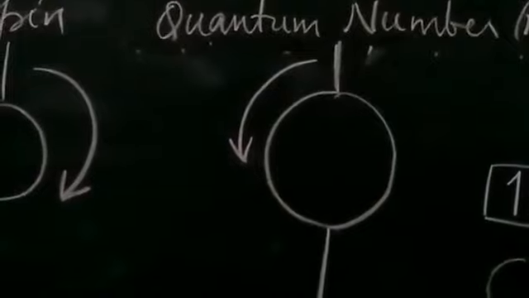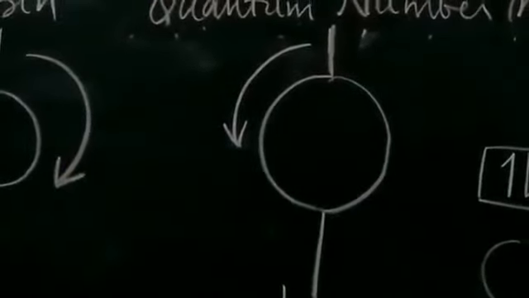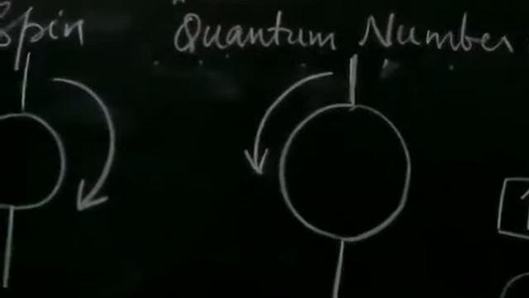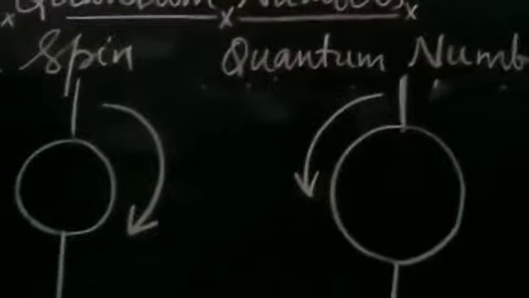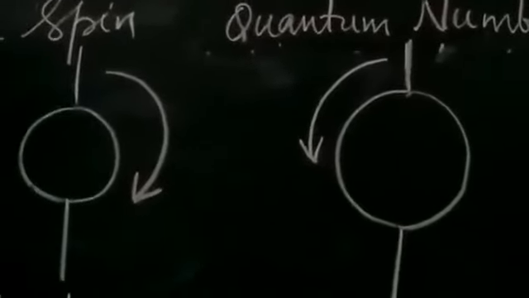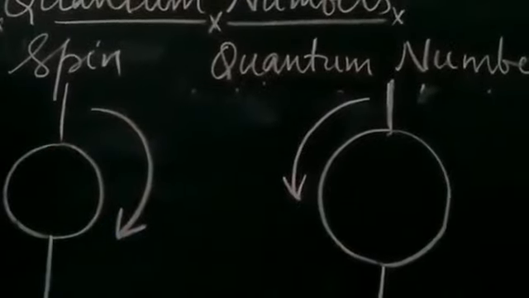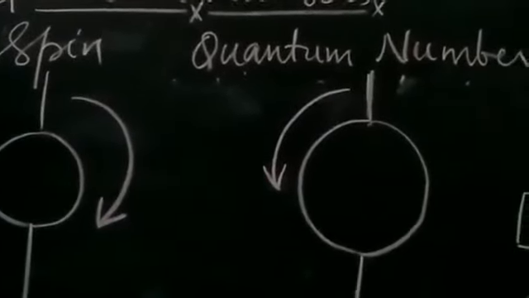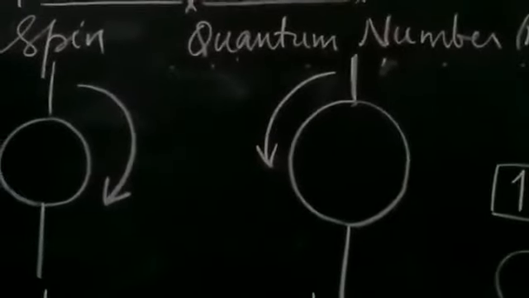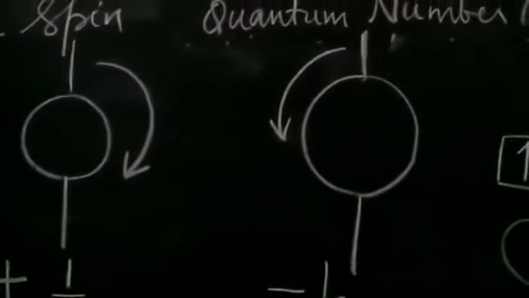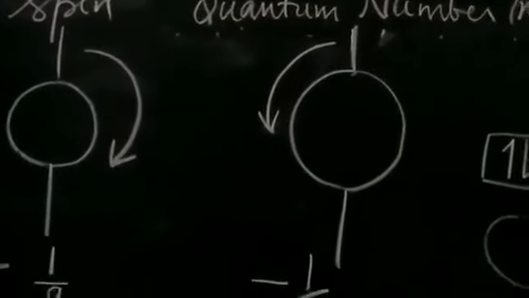Then the next is the magnetic quantum number, which indicates the orientation of the atomic orbitals. Now the last one, the spin quantum number, is mainly related with the electron, that in an orbital how many electrons are there? Only two. One is related with the clockwise spin and the other the anti-clockwise, so we will have only two electrons possible in an orbital.